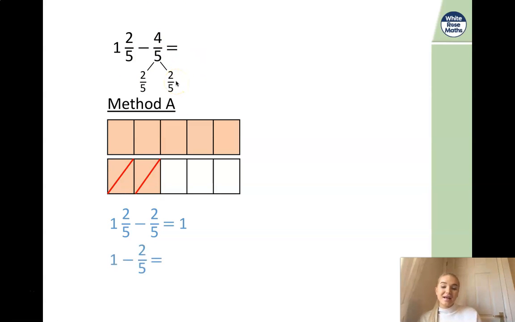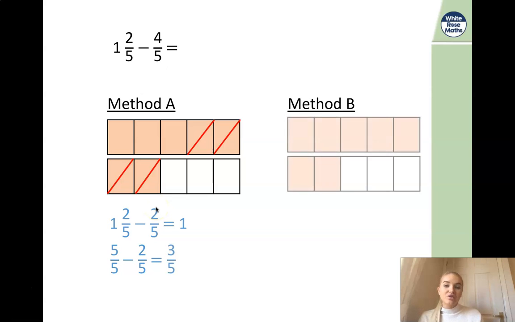And then I can see that my 1 whole subtract 2/5 is the same as 5/5 subtract 2/5. And I can see on my model that I am left with 3/5. So 1 2/5 take away 4/5 gives me 3/5.